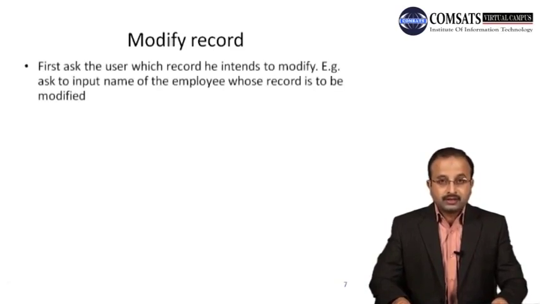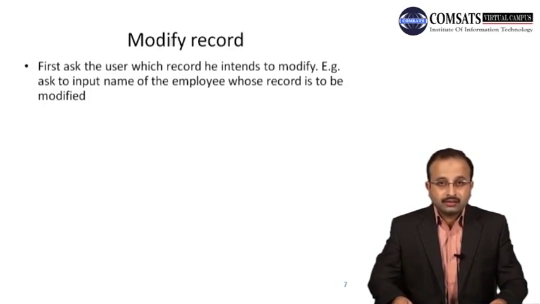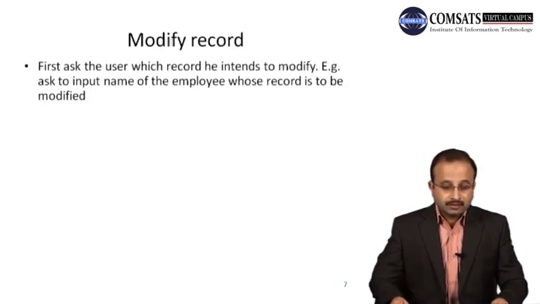So the first step in this modification is to first ask the user which record he intends to modify. For example, you have 5 records or 4 records, then you can ask the user which record you want to modify. The user doesn't intend to modify all of the records.